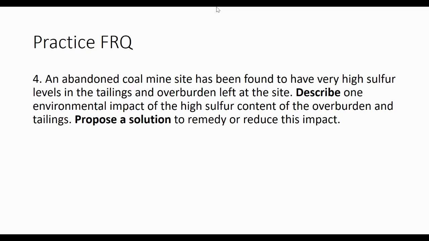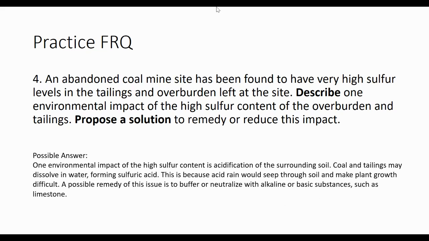All right, so at this point, you should have paused the video, and let's see if your answer was correct. So here is a possible answer you could have had for this. One environmental impact of our high sulfur content is going to be the acidification of the surrounding soil. Remember, we said coal, tailings, and overburden can dissolve in water, forming that sulfuric acid. This is because acid rain, we know, will seep through the soil and make plant growth very difficult.